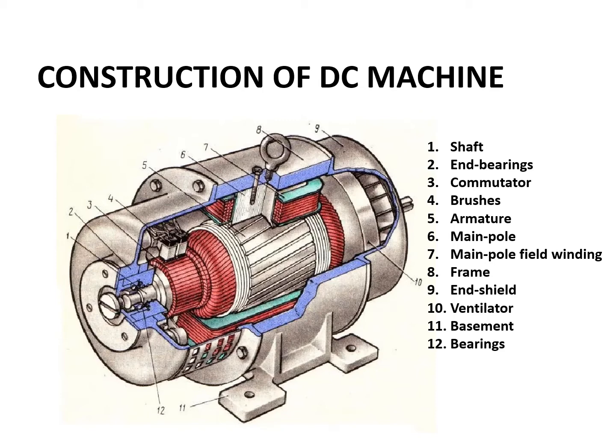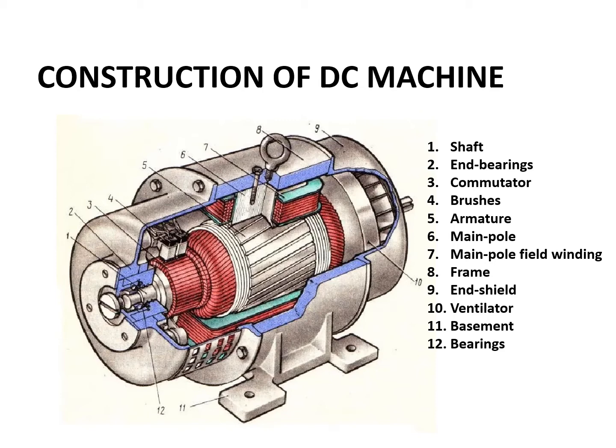After the 7, the 8th indicates the frame. This is the outer part of the body, the frame, or the yoke, a very important part of the machine, which provides mechanical protection, and also because it is a magnetic material, through the yoke the magnetic flux will complete its path from the north polarity main pole to the south polarity main pole.